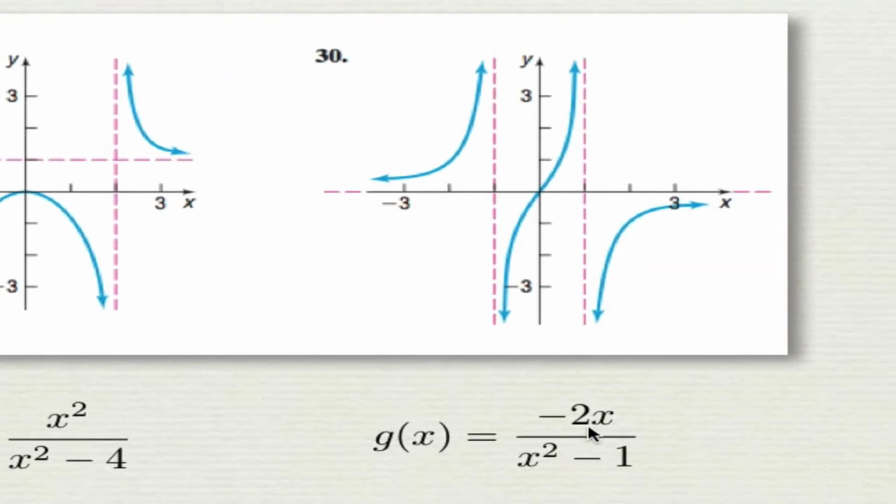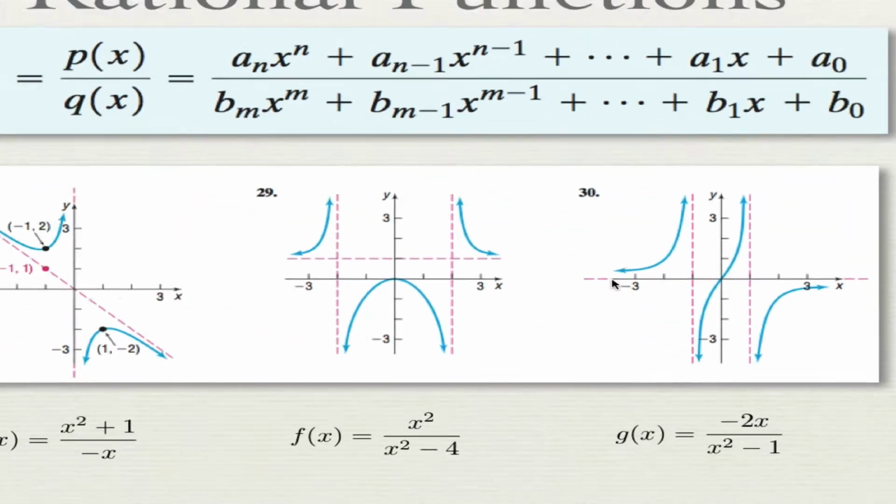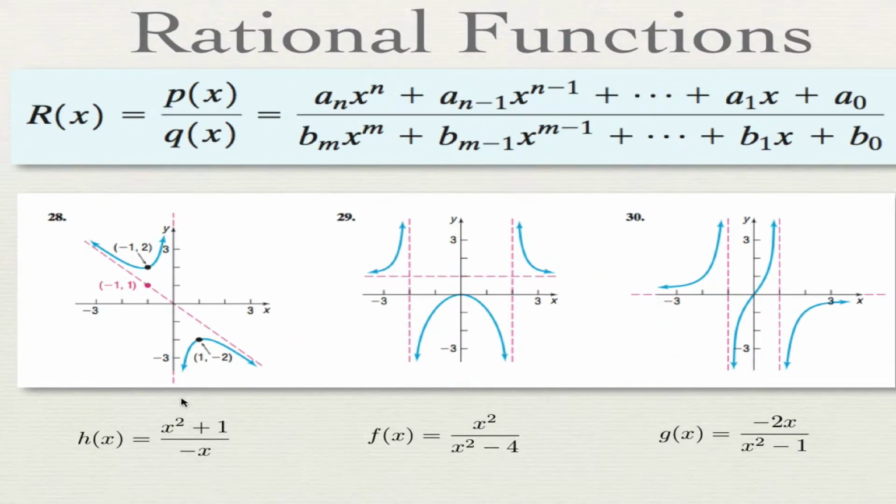In the other case, what if the top degree is smaller? Here's the first degree divided by a second degree. Well, then it eventually goes to 0 if x is large enough on the right or small enough on the left. And then we have vertical asymptotes too.